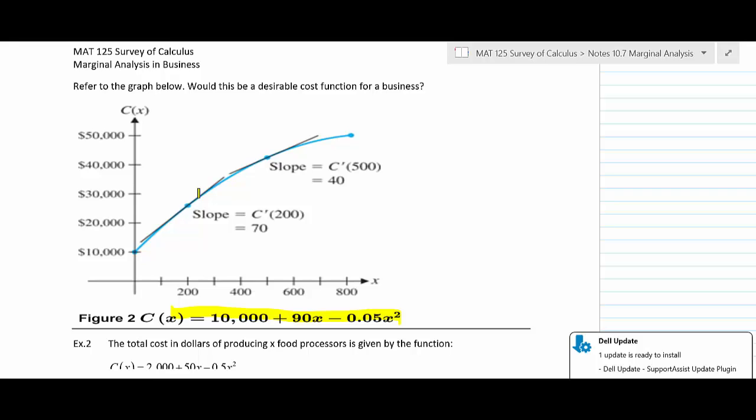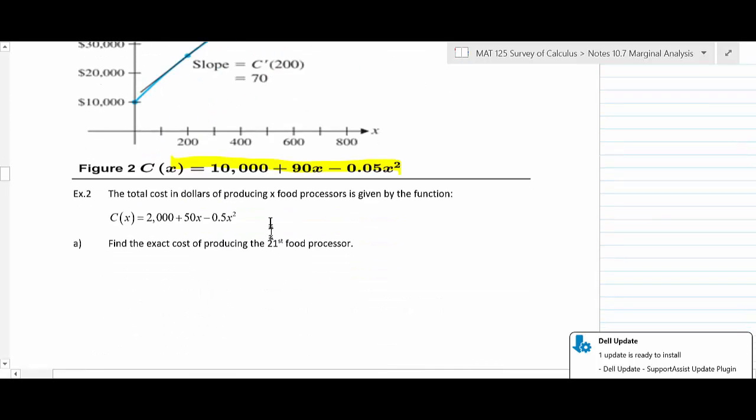And that's what you would probably want in a business, right? The more that you produce, the less the cost is going to be per item. So that is a desirable cost function for a business for that reason. Typically the cost may be pretty high at the beginning, but then as you produce more and more items, the cost per item is not as much. Does that make sense? It's just because of the way the slope is, and a marginal cost is a rate of change. It's a slope of a tangent line.